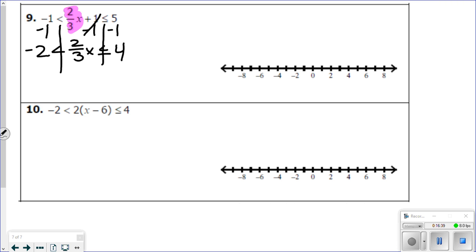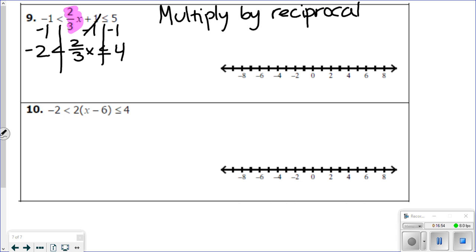Now, if you remember, back when we were doing fractions, in order to get rid of them, we multiplied by the reciprocal, which means to flip the fraction. So the numerator and the denominator switch. So I'm going to multiply by 3 over 2, and I'm going to multiply by 3 over 2 in here as well so that these just cancel each other out.